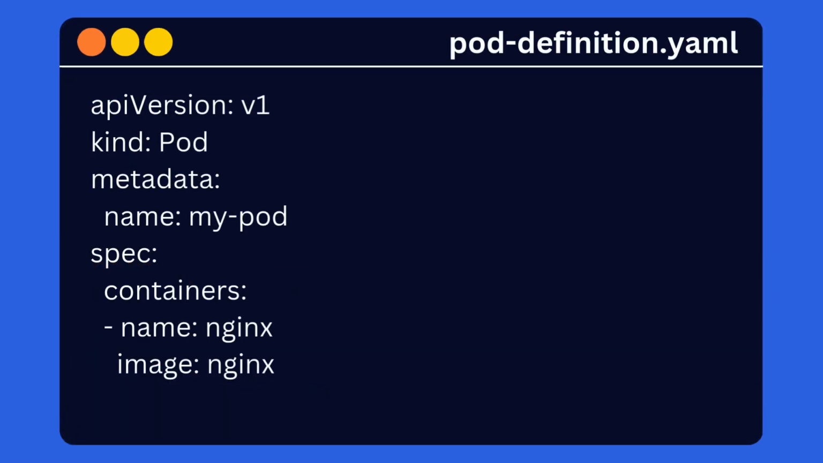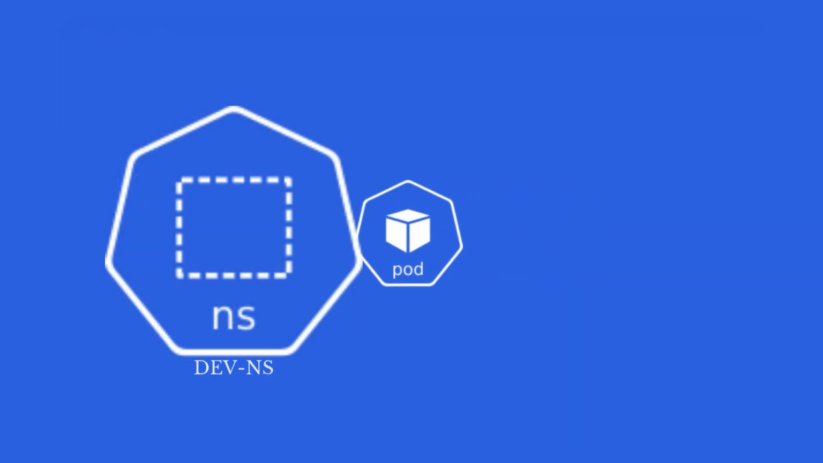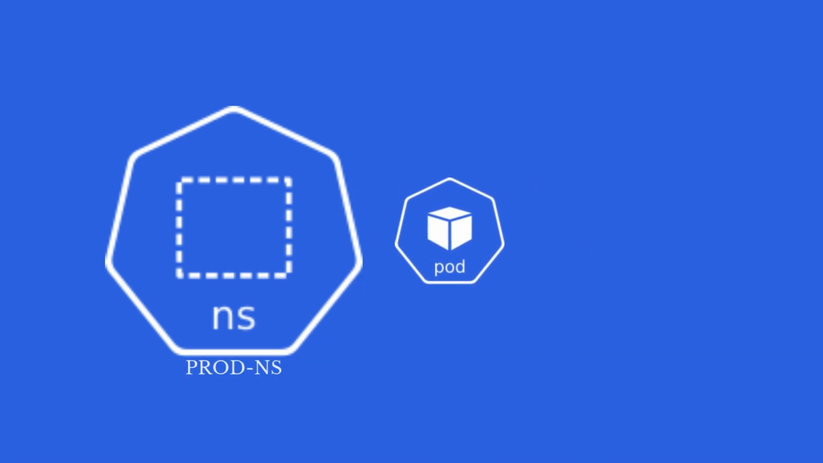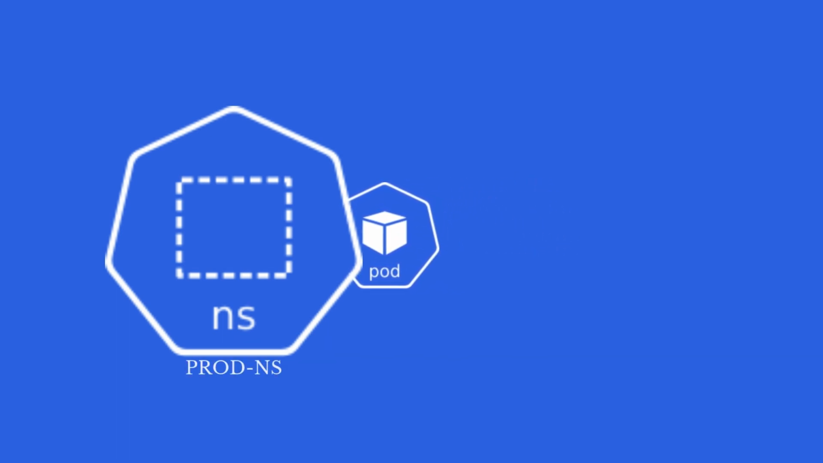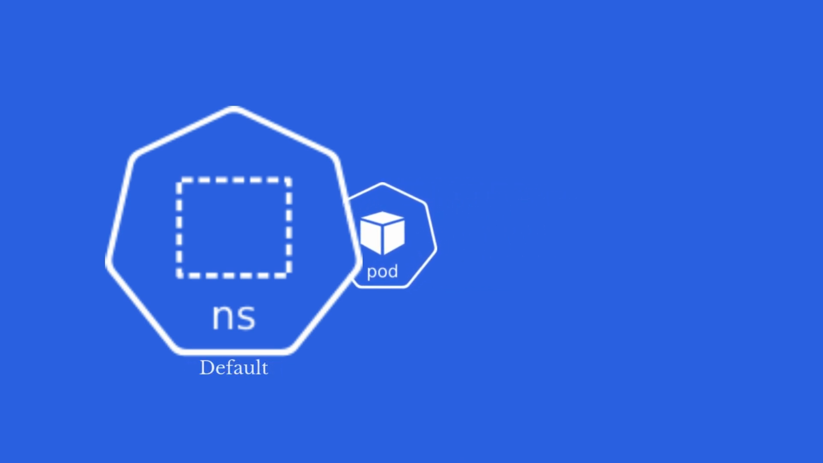So I'll open up the pod definition file that we created earlier. We'll just add another field under the metadata section, that is namespace: dev. This will mean that this particular pod will be created in the dev namespace. If we change it to prod, it will be created under the prod namespace. And if you don't specify it explicitly, then it will go under the default namespace.